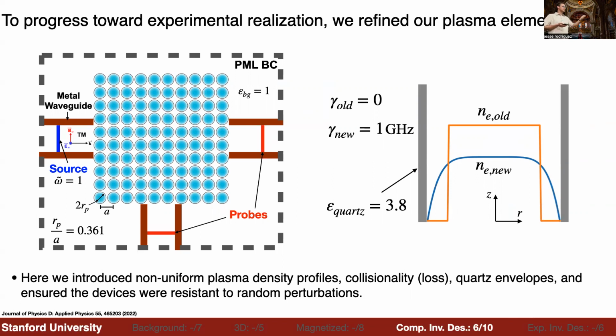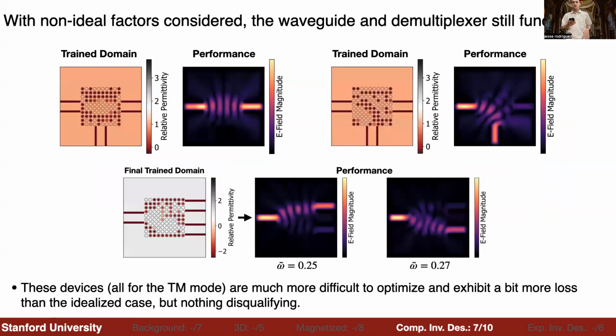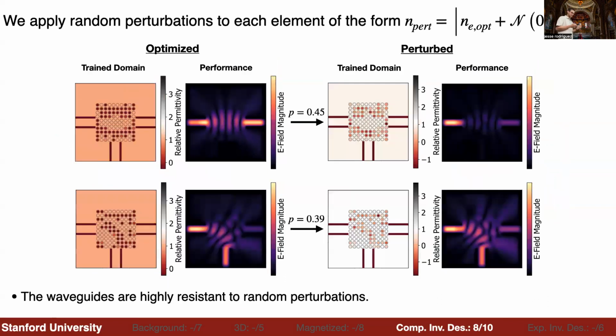Okay, and then we looked at basically the exact same devices. And we also looked at random perturbations of the device, and I'll talk about that in a couple of slides. So with those non-ideal factors considered, the waveguide and the demultiplexer still function very well. The only thing is that these devices are much more difficult to optimize now. You have to do it in multiple steps. And if you guys are curious, I can talk about that a bit more in a bit. But there's nothing disqualifying here. You just get a little bit more loss, and the devices are still performing.